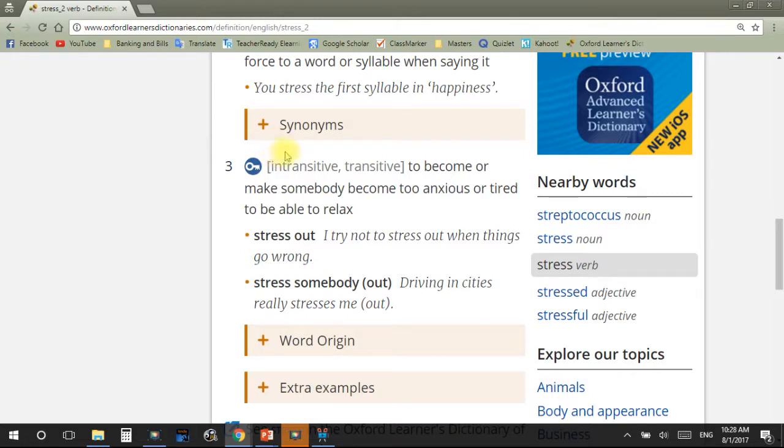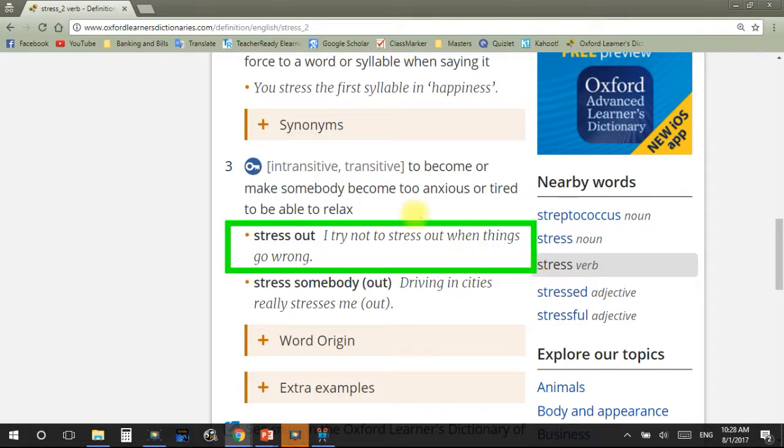If you'll recall, intransitive means that there doesn't need to be an object. For example, if we look at this one, I try not to stress out when things go wrong. So we see here that stress out is the intransitive way to use it. So we don't need to stress out something, just stress out.